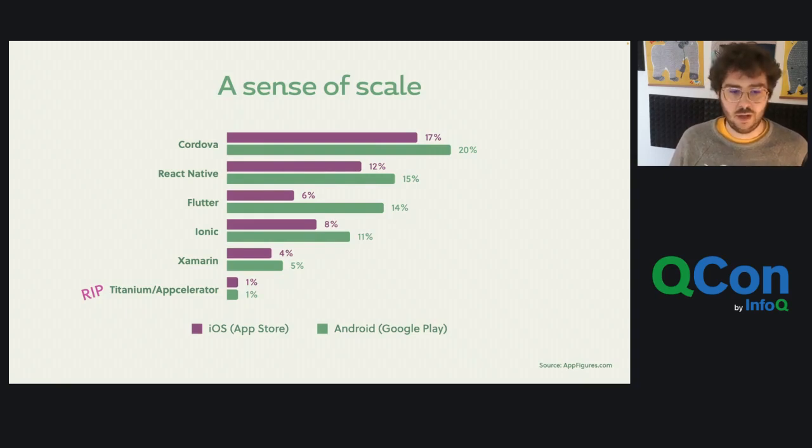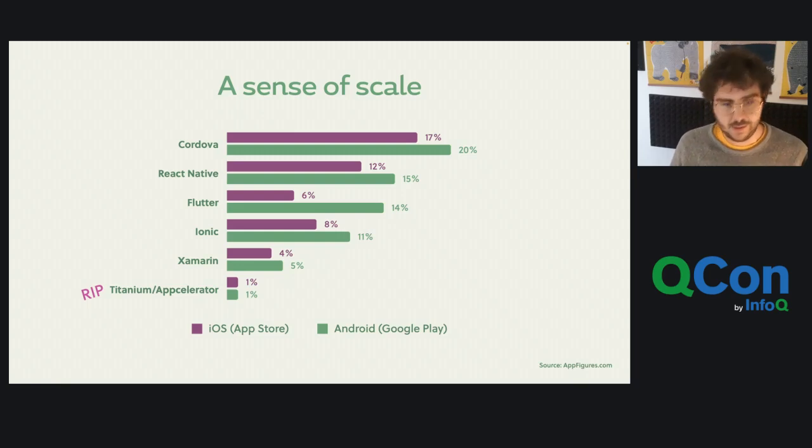Now, to give you a sense of scale, these are the numbers from App Figures in terms of how many apps on the Android Google Play Store and on the Apple iOS App Store are using different cross-platform frameworks. You can see that, surprisingly to me, Cordova is 17% of apps on iOS and 20% on Android. React Native is the second, somewhat 5% less in terms of usage, and Flutter comes after that. You can see the very strong skew here towards Android.